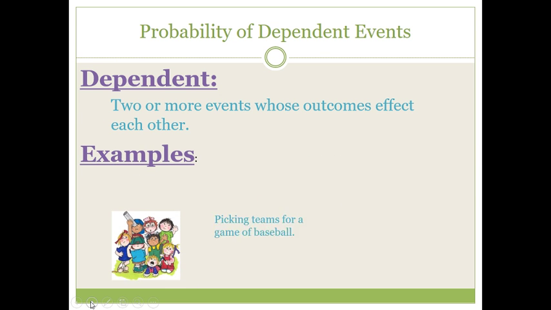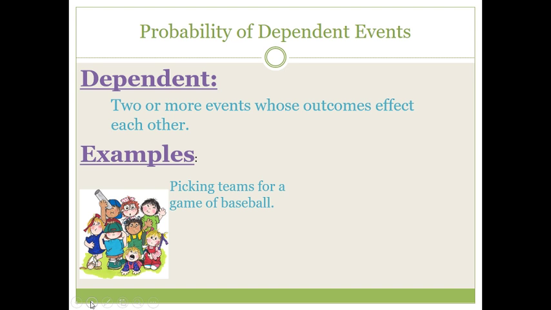All right, so some examples of that would be picking teams for a game of baseball. Let's say we have two captains, right, and we're picking our teams. Well, if the first person picks Johnny, then the probability of the second person picking Johnny is now 0% because Johnny's already been picked.